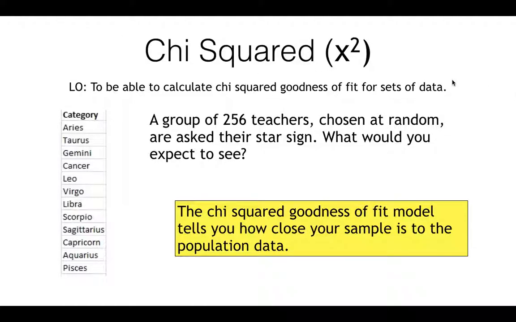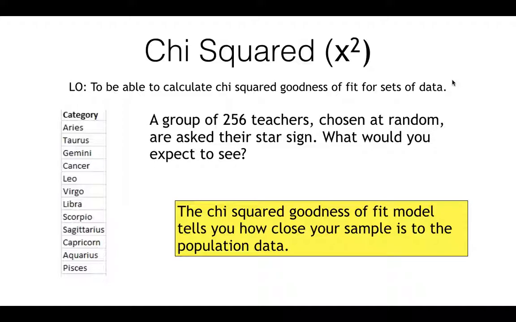Okay, so we're moving on to more complicated statistics now, and we're going to look at the chi-squared test. There's two different ways you can use this. Today we're going to look at the more straightforward way, and next lesson we're going to look at the slightly more complicated way. Today's lesson is going to look at the chi-squared goodness of fit model.